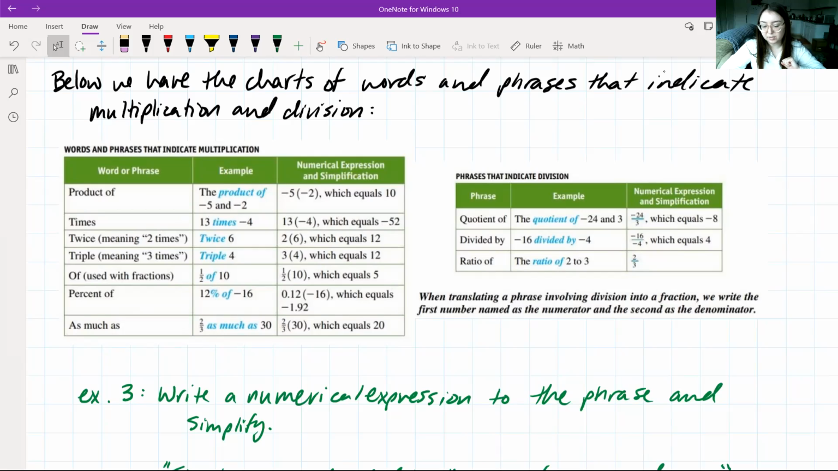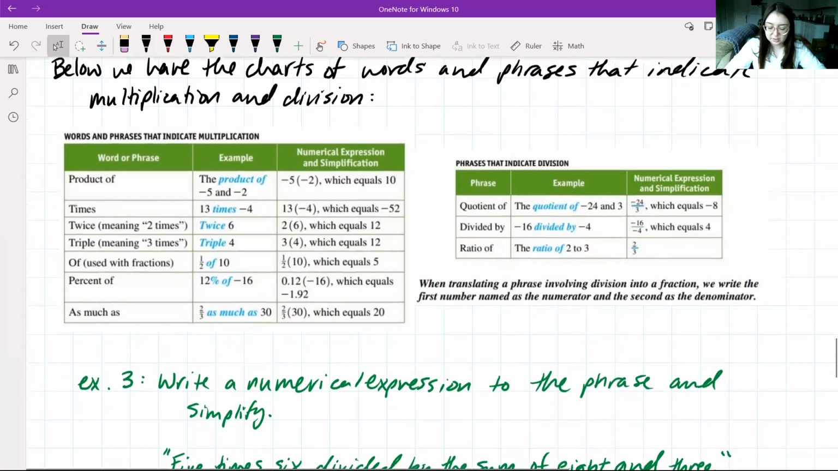So phrases that would indicate division would be things like quotient of, divided by, or ratio. So we have something like the ratio of 2 to 3, that just means 2 divided by 3. So when translating a phrase involving division into a fraction, we write the first number named as the numerator and the second as the denominator. So whenever we have the quotient of -24 and 3, our first number, which is -24, is going to be our numerator, and our second number, which is 3, is our denominator. And so that's how we normally write out our fractions or divisions. We always write that first number first, which will also be the numerator, and our second number will be our denominator.